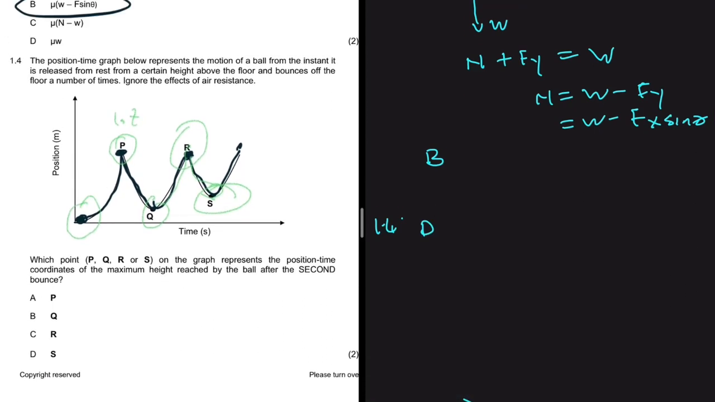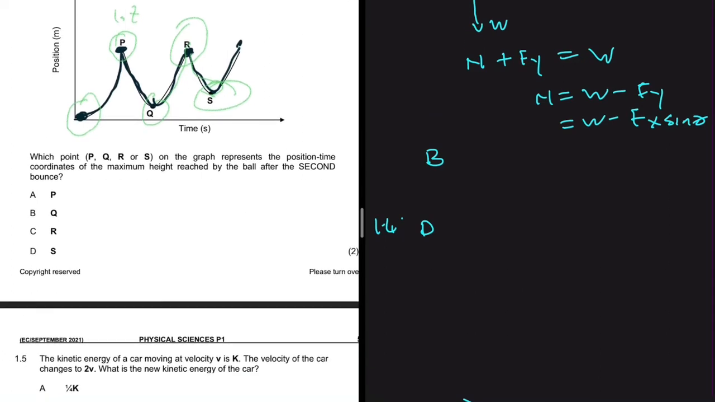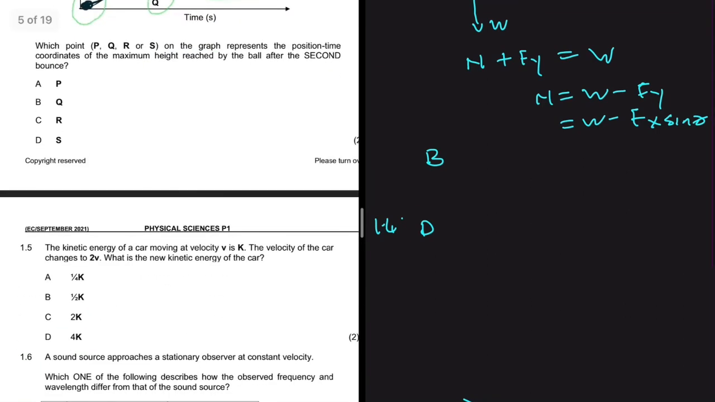If the question was saying after the first bounce, then our answer would be Q, which is option B. But here we are interested in the second bounce, which is point S, right? And then that is D on our multiple choice.